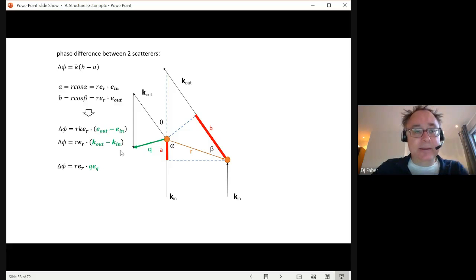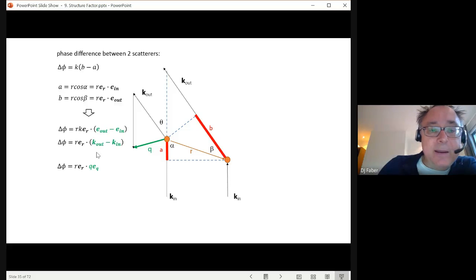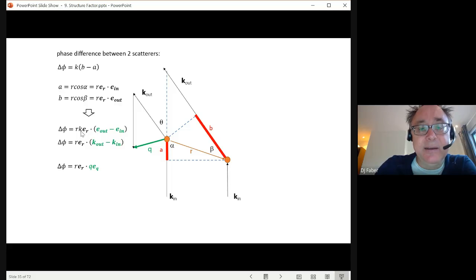Then this k can be combined with the unit vectors e out and e in. So basically, if we multiply the unit vectors with the magnitude, then we just get our vectors k out and k in back. So now we can write it as r times the unit vector along the r direction, inner product with the vector k out minus k in.